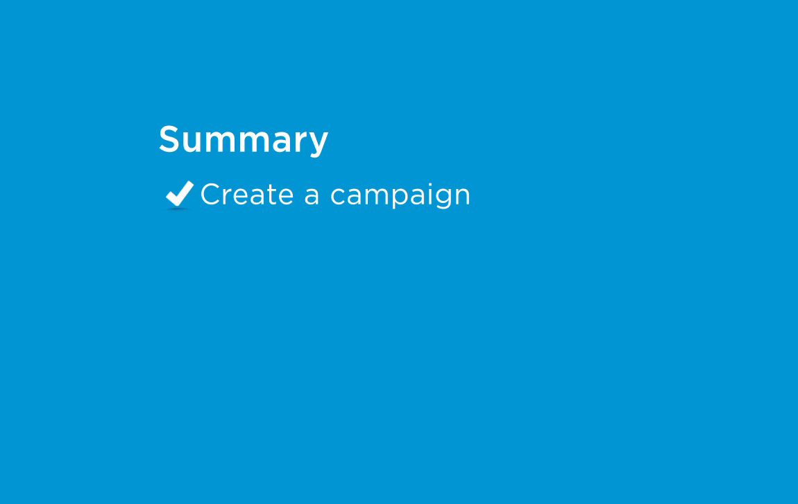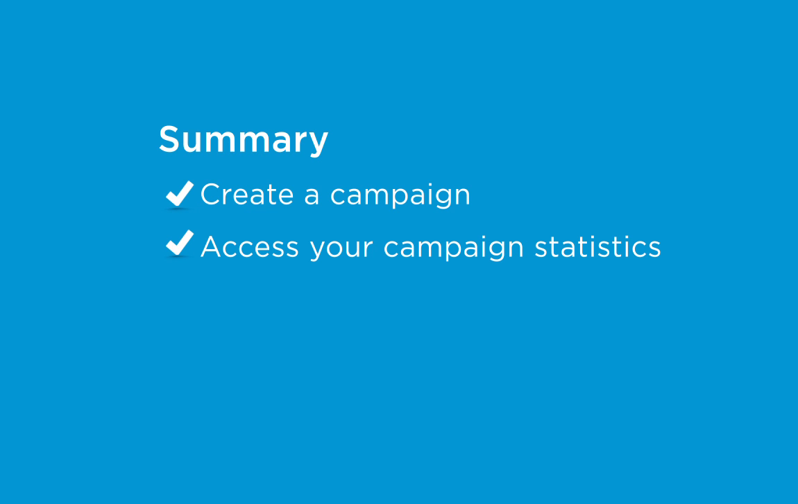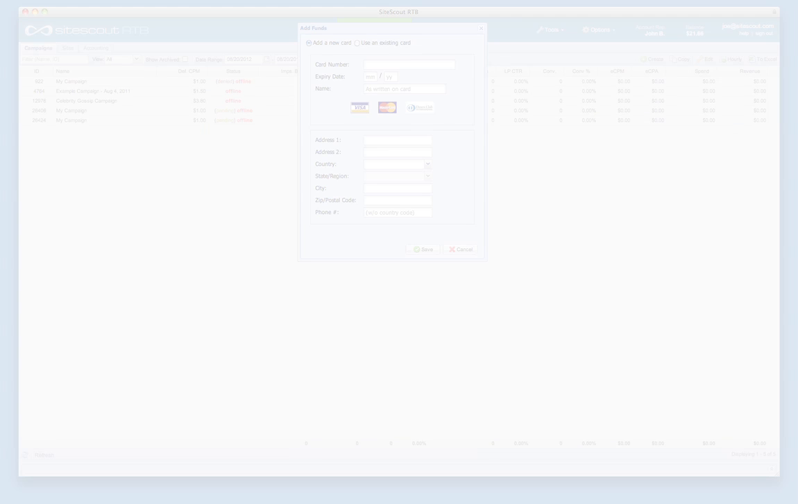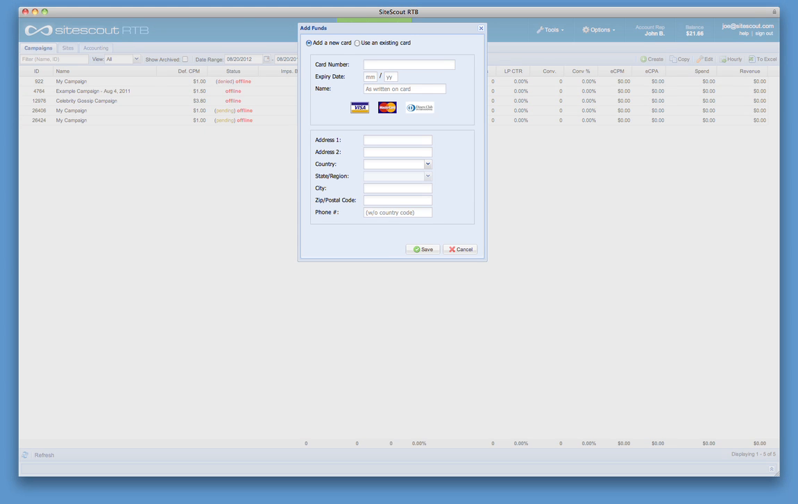We have just shown you how to create a campaign, how to access your campaign statistics, and how to adjust your bid price and take campaigns online or offline. At this point, you should be ready to start your first ad campaign. But remember that you must first deposit funds into your account before your campaign will go live. You can do this by going to the Options menu and clicking Add Funds.